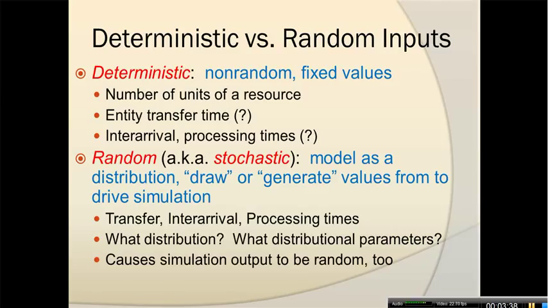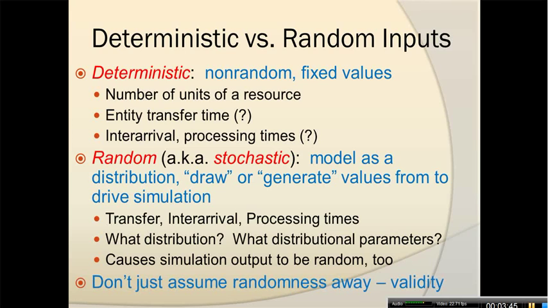When we use these random parameters in our simulation model, it causes simulation output to be random. And so it's very important later to also know how to analyze the random output. But right now we focus on random inputs, and we assume that some of the inputs might be random. Again, it's very important not to just assume the randomness away and decide that something is deterministic, but make sure that it's actually a valid assumption.